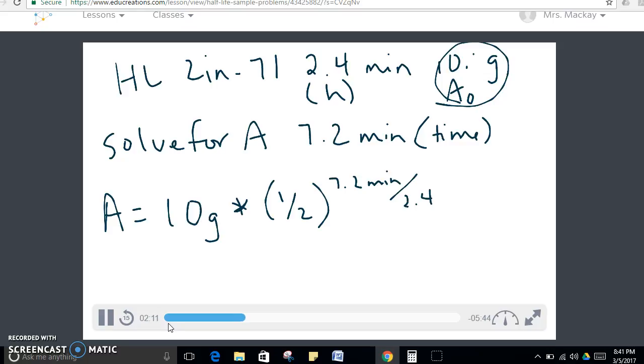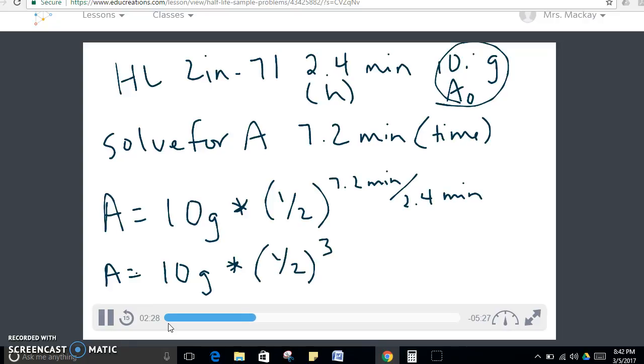So 7.2 over 2.4 minutes. When I take 7.2 divided by 2.4, I get 3. So I have A equals 10 grams times 1/2 to the third power.